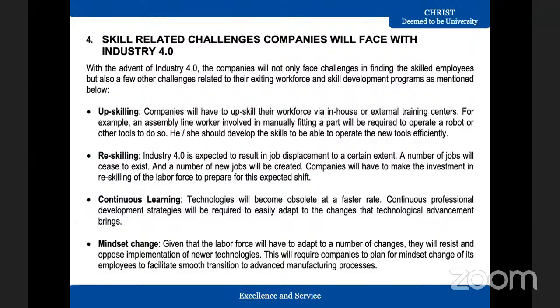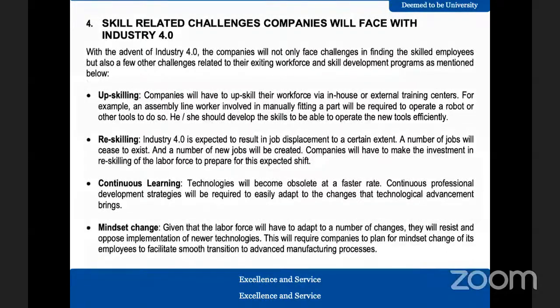So what are the skill-related challenges we should adopt for Industry 4.0? Number one is upskilling. Second is reskilling. Third is continuous learning. And the last one is change of mindset. These 4 key pillars or factors play a major role in Industry 4.0. So we have to upskill, and if the skill is outdated, you have to reskill, and you should have a process of continuous learning, and your mindset must change to adapt yourself for Industry 4.0.